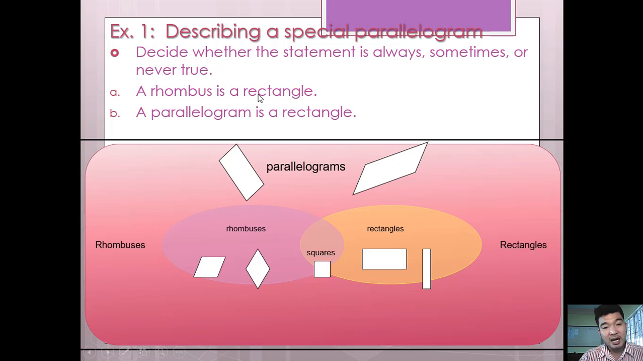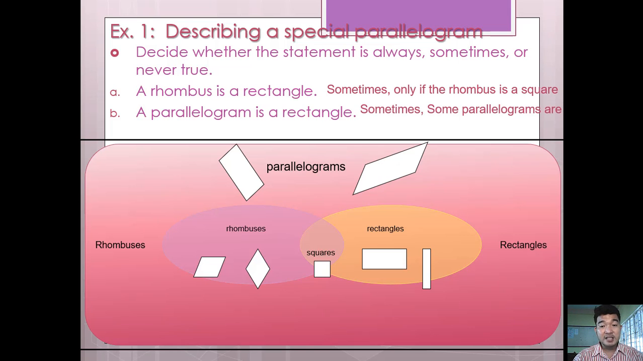Ang rhombus daw ba ay rectangle? What is the answer here? Always ba yun? Sometimes, or never true? The answer is sometimes. Only if the rhombus is a square. So, nagiging rectangle lang ang rhombus kapag siya ay square. Next statement. A parallelogram is a rectangle. The answer is sometimes, because some parallelograms are rectangles.